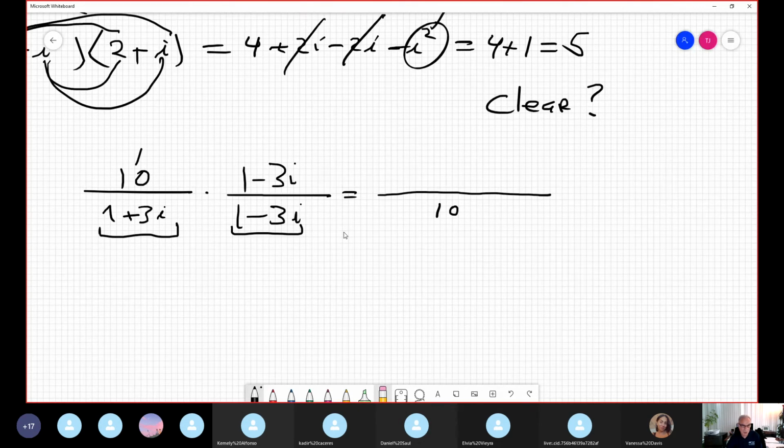It's not FOIL because this is a monomial. Multiply this times this, multiply this and this is 10. 10 times 1 is 10, and 10 times 3 is 30. Right. Can I leave it like that? No.